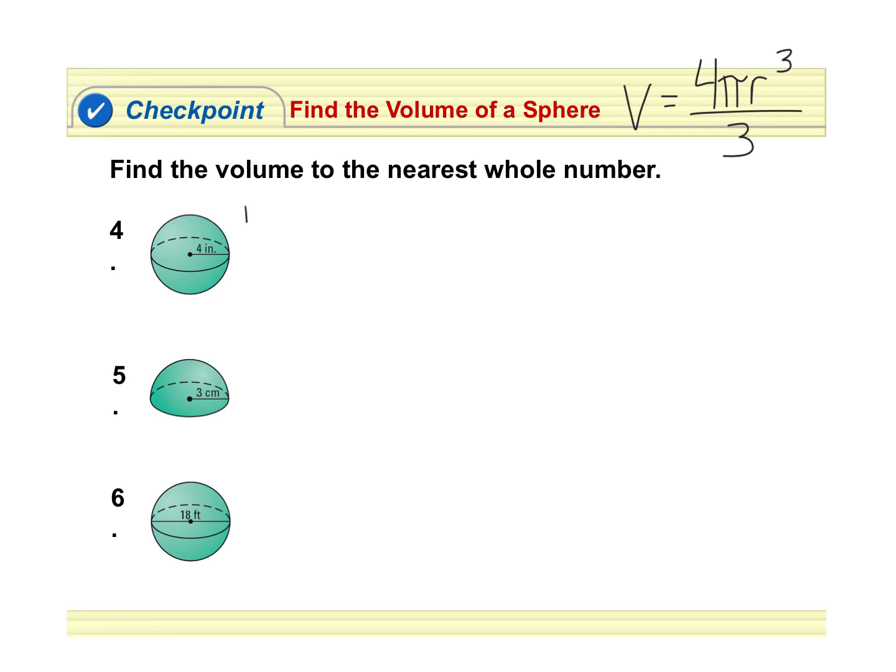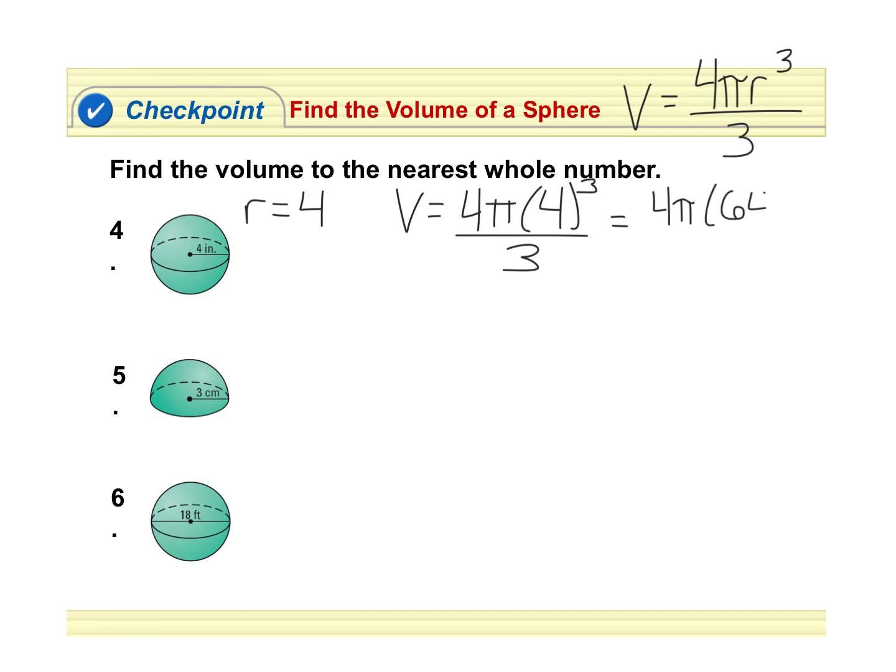We need the radius. What is the radius of number 4? 4. Now plug it in. So we have 4 pi radius cubed divided by 3. What do we need to do first when calculating? Cubed. What's 4 times 4 times 4? 64. What comes next? Times it by 4. Yep, 64 times 4. So you get 256.